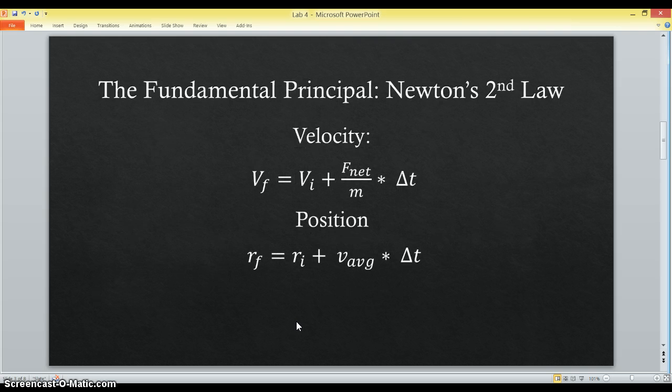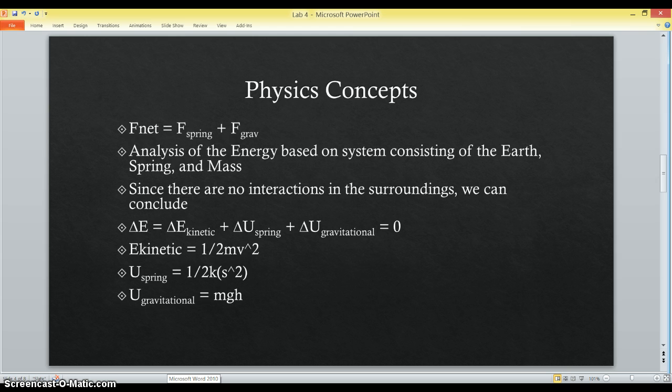In this lab, once again, the fundamental principle and Newton's second law were used. Vf equals Vi plus F net over m times delta t was used to calculate velocity, and the position was again updated as in previous labs with Rf equal to initial position plus V average delta t. Several other physics concepts were explored in this lab.